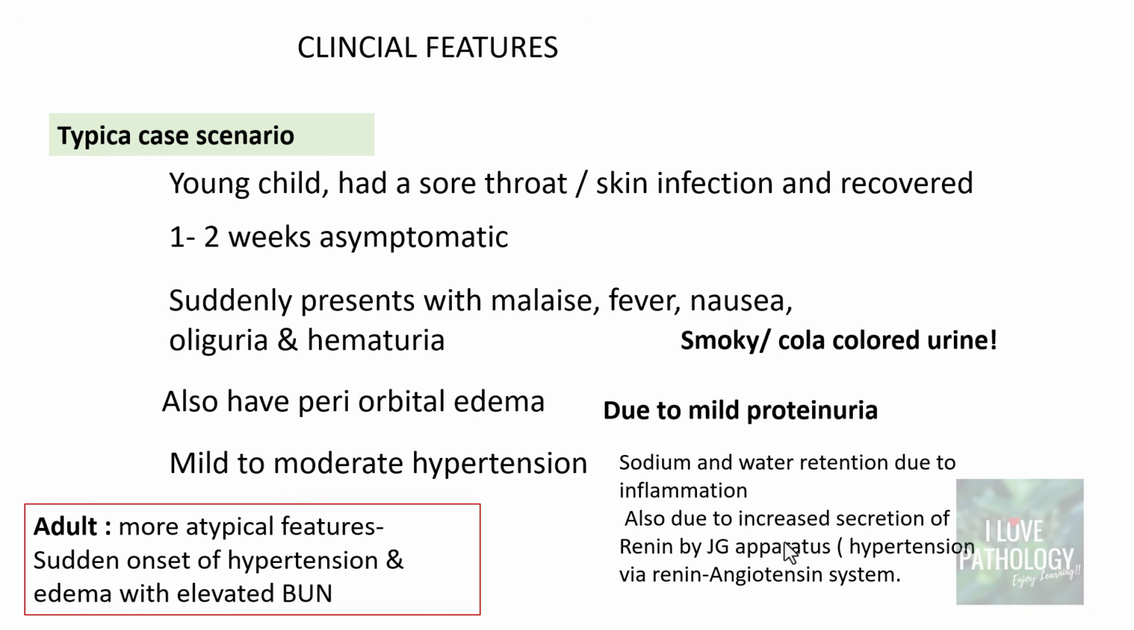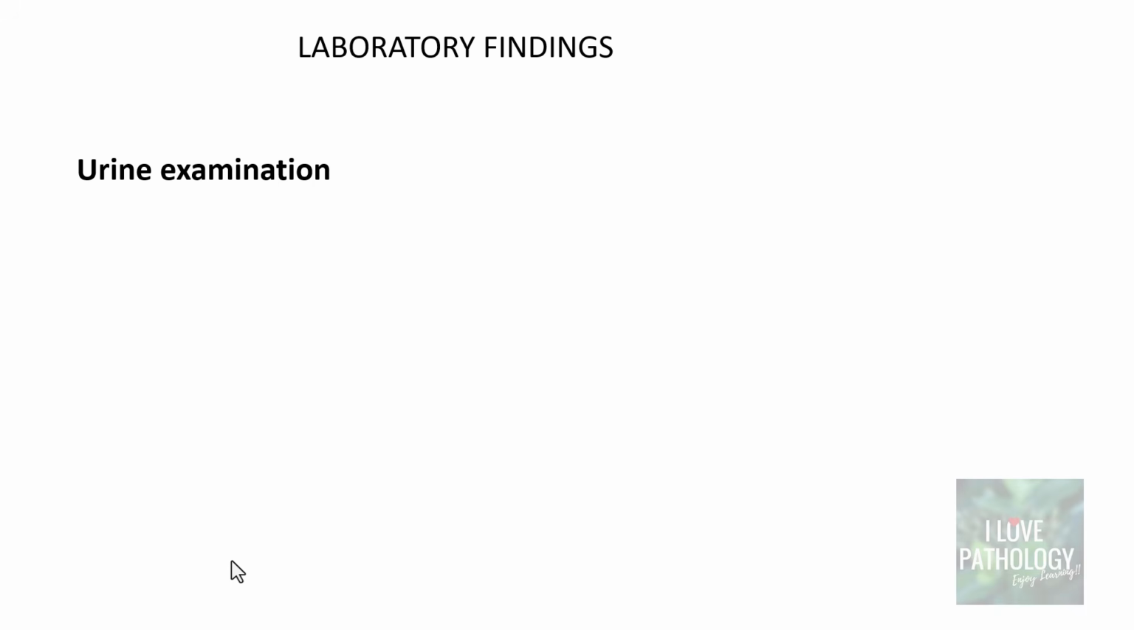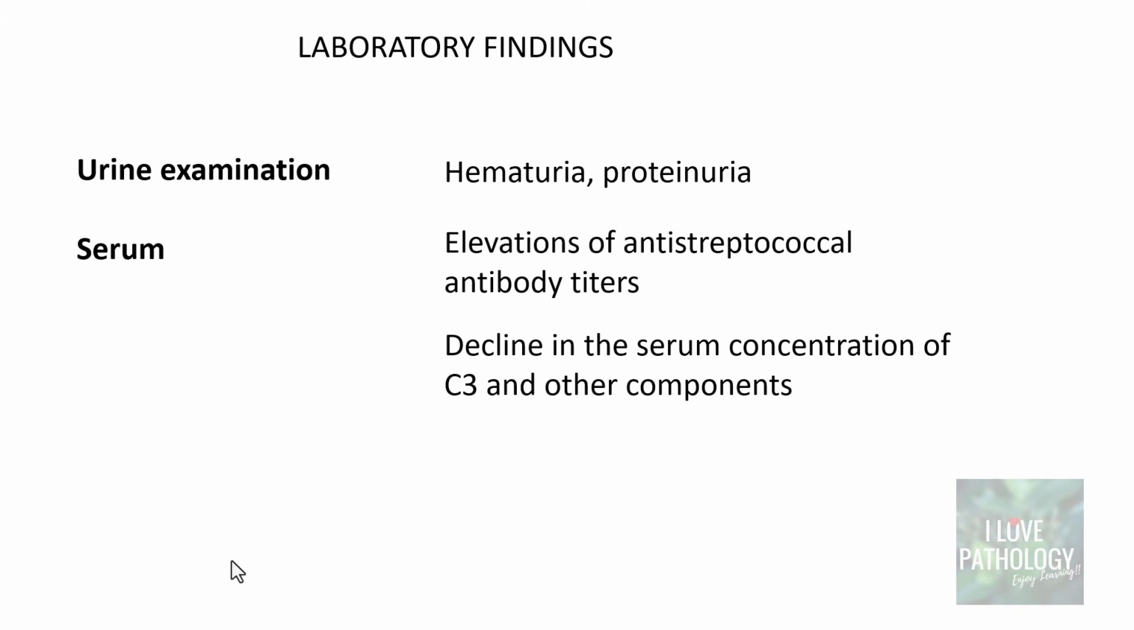In adults, the scenario would be different. They have more atypical features where they can present with sudden onset of hypertension and edema along with elevated blood urea nitrogen. Now, what are the laboratory findings? Urine examination, there would be hematuria and proteinuria. Serum examination, you can find elevations of anti-streptococcal antibody titers, anti-streptolysin O to be more specific. There can be a decline in the serum concentration of C3 and other components.